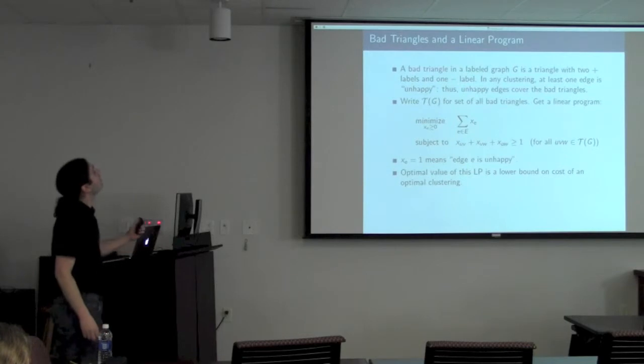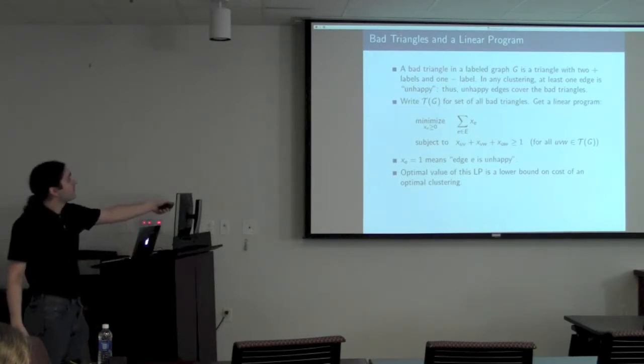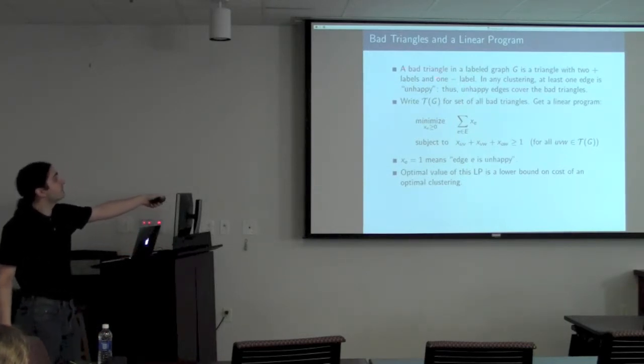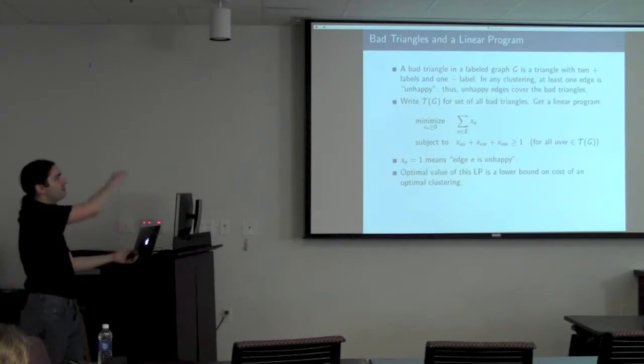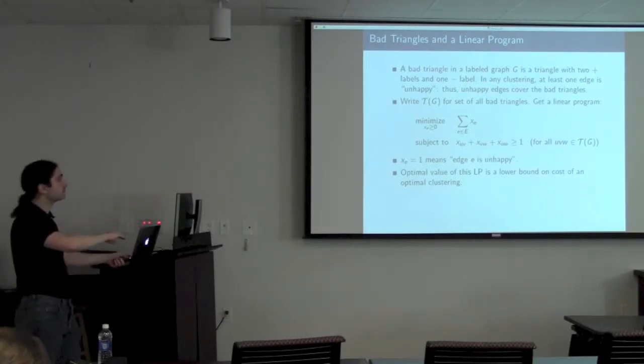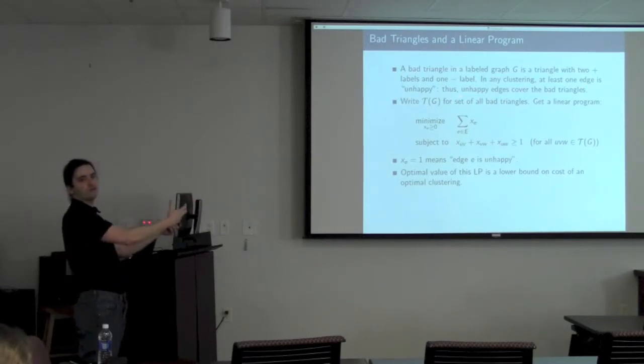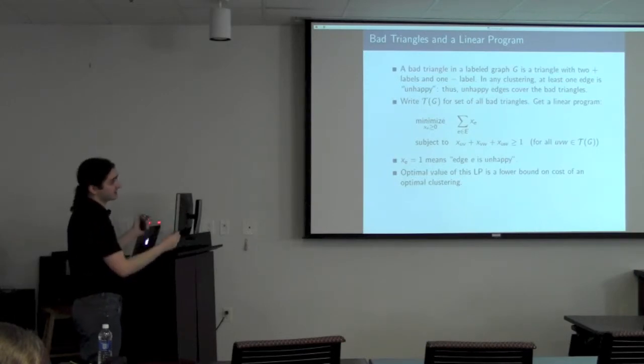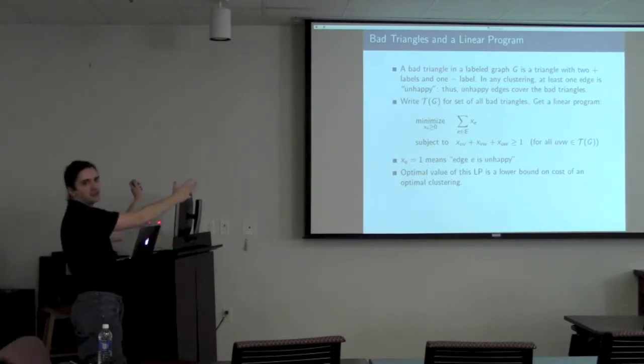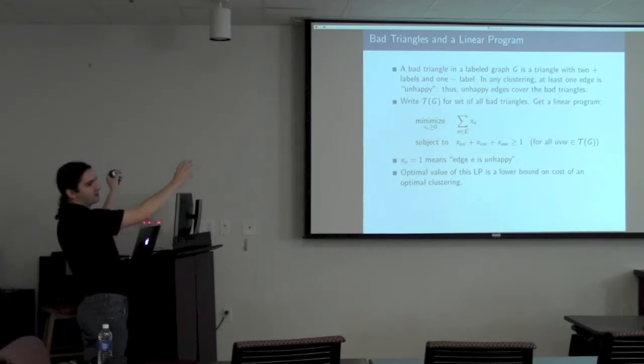So if we want to describe that linear program, I'm going to say a bad triangle in a labeled graph should have 2 plus labels and 1 minus. The idea is if you look at a bad triangle, however you cluster, one of the edges of the bad triangle is going to be unhappy, is going to be done wrong. Because either you put the endpoints of the negative edge together, and then the negative edge is unhappy, or you put them in different clusters, but then you have to break one of the positive edges.